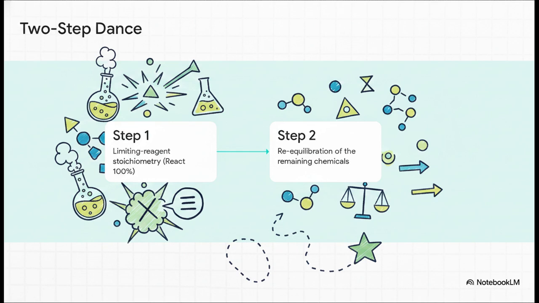Just completely ignore equilibrium for a second. Let the strong players entirely consume whatever they can. Then, and only after the dust settles, do you move to step 2. That's re-equilibration, where the leftover chemicals settle into their final comfortable balance. Master this two-step process, and honestly, you've mastered the map.